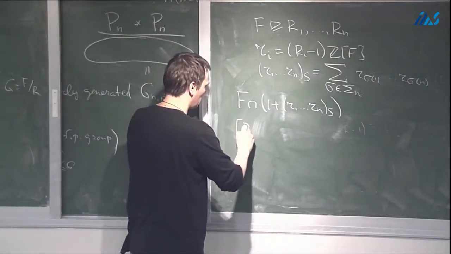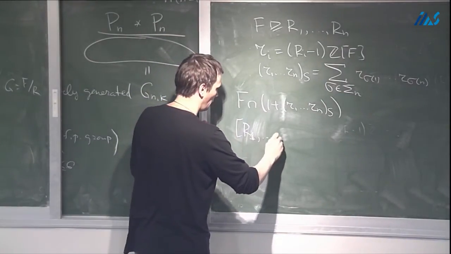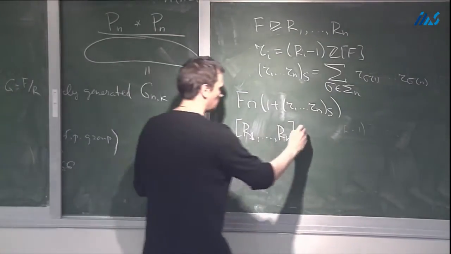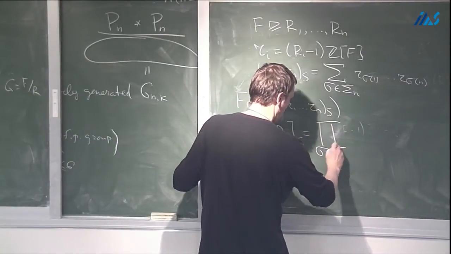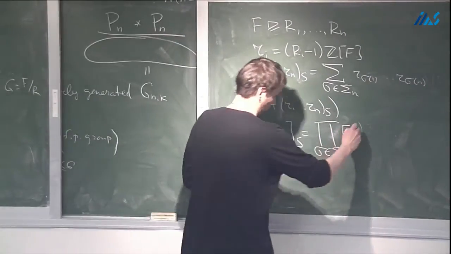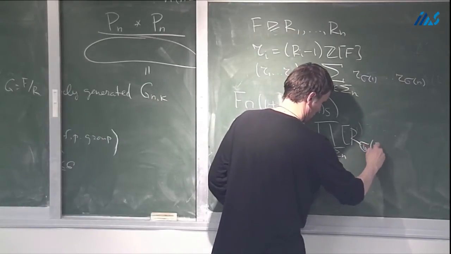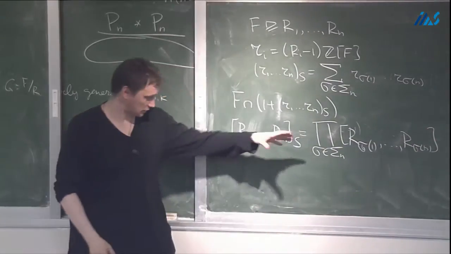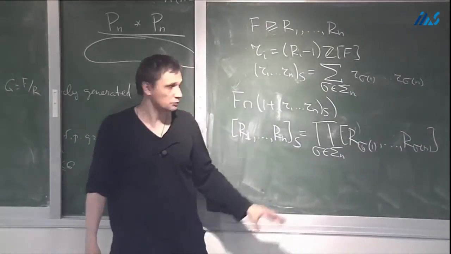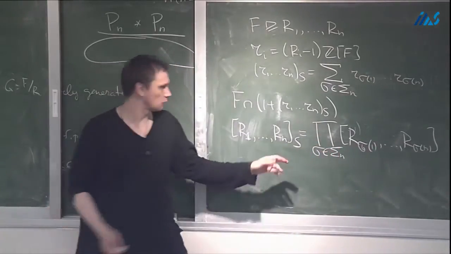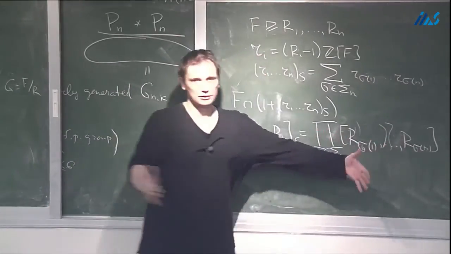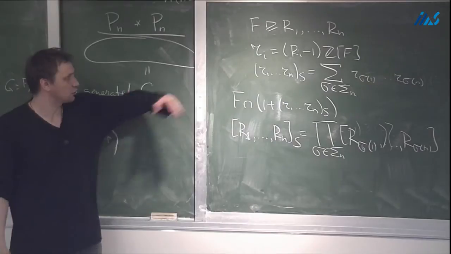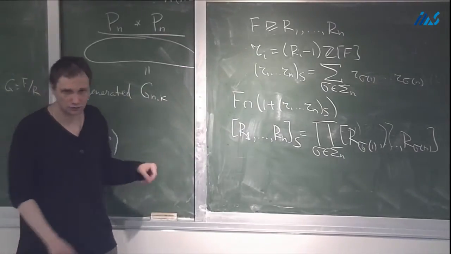We define symmetric commutator product of normal subgroups. This is a product again over all permutations of such a commutator subgroup generated by all these normal subgroups. Here we use the left normalized notation. So it means we take brackets from the left and so on. Okay. It's very easy to show that for any choice of normal subgroups, this lives here.